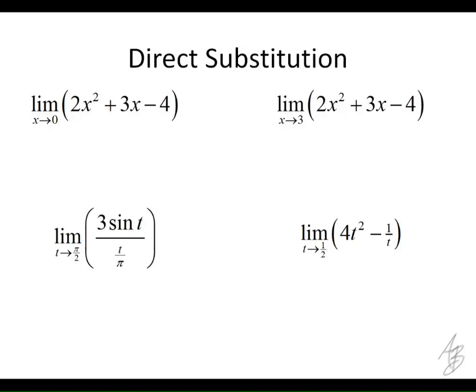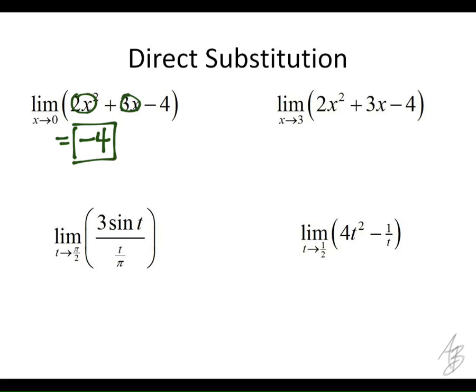So this first one here, this limit as x approaches 0 of 2x squared plus 3x minus 4, anytime you have a polynomial, direct substitution is going to work. You can just plug in the value and get your answer. So what would we get here for this first limit? Yeah, we put in 0. That's going to make the first two terms here, this term and this term, go to 0. Those are going to be 0, and we end up with negative 4.